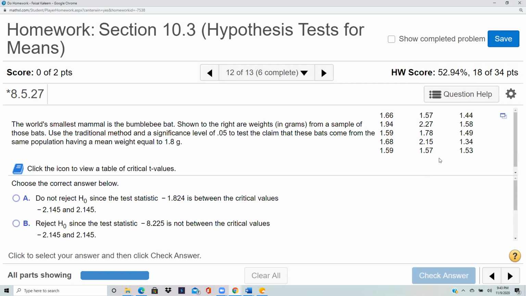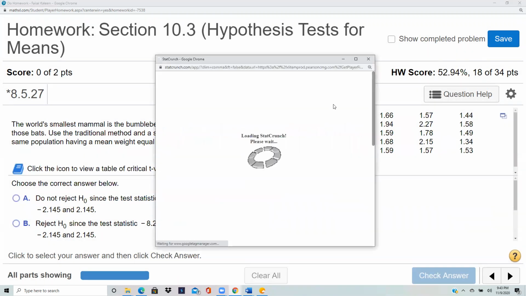Okay, so for the first time in this section we have data. You are testing the claim that the bats come from a population having a mean weight equal to 1.8. So you are testing whether the mean weight equals 1.8. They don't say anything about whether you are testing less than or more than 1.8, so by default, it's not equal to 1.8.